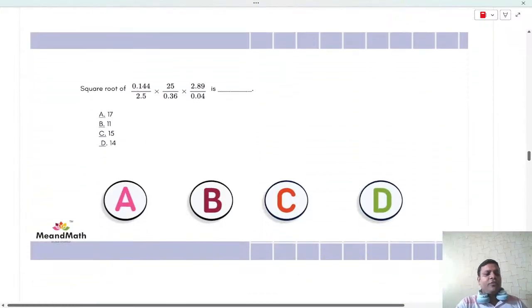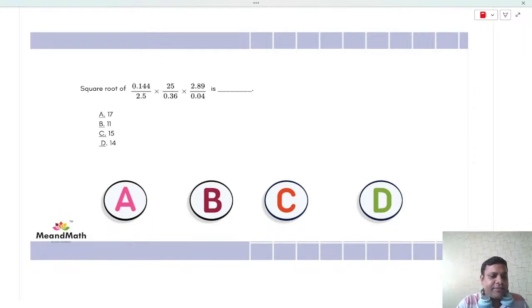You have to find the square root of the given expression here. Find the square root of this given expression: 0.144 upon 2.5, multiply 25 upon 0.36, multiply 2.89 upon 0.04. If decimals are there, then you can remove the decimal also. One method is that you can remove the decimal, so it may be easier for you.